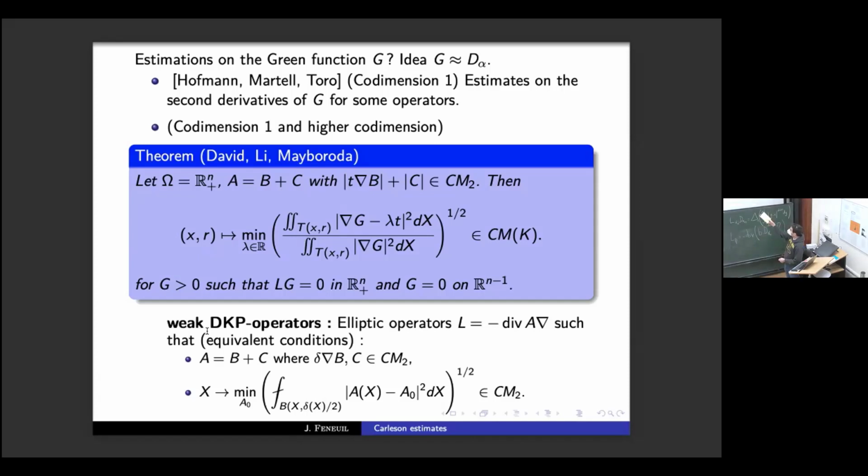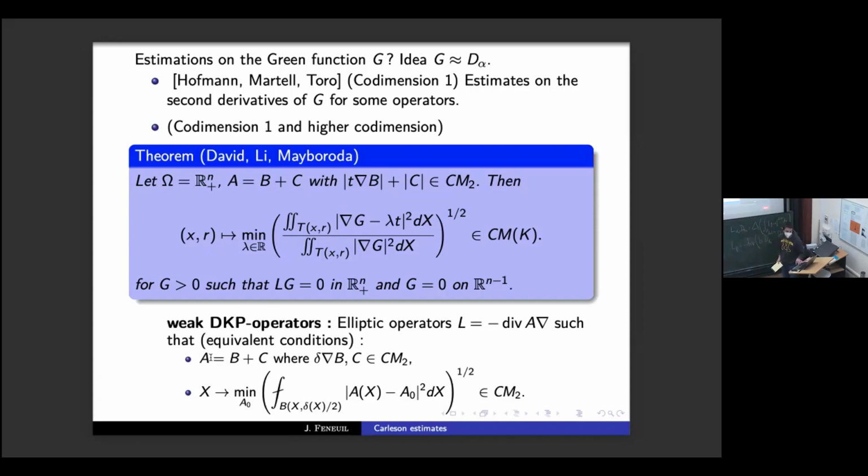So we didn't see much result before. We found some result of Hofmann, Martell, and Toro about some estimate on the second derivative of G, but the condition on the operator, we're not too happy about it. The reason is we want the same operators as the ones we have for the absolute continuity of the harmonic measure. So we call them the weak DKP operators.